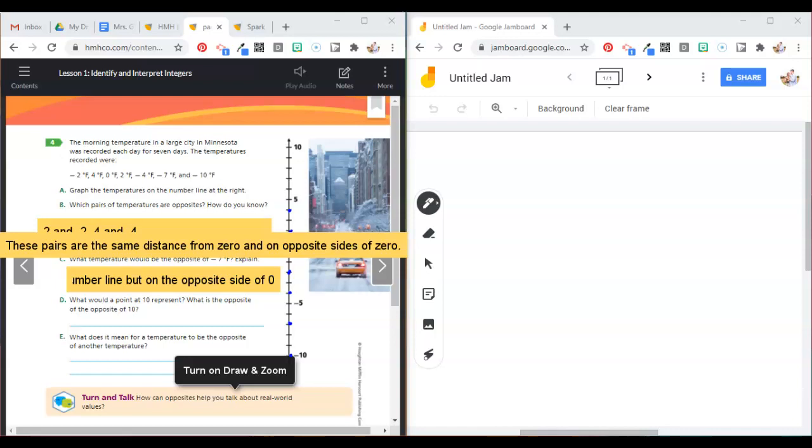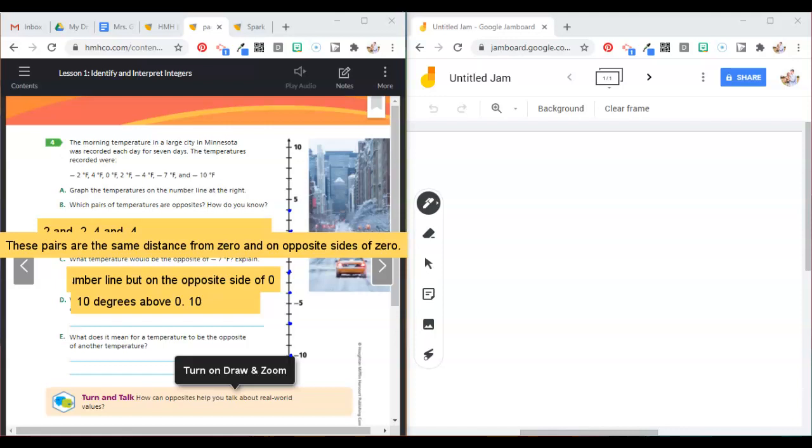Okay, let's look at letter D. What would a point at 10 represent? Now remember that we are dealing with temperature, so if we're at +10, that means that we're at 10 degrees Fahrenheit, which is 10 degrees above 0. So that's what we're going to write, 10 degrees above 0. And the other question was, what is the opposite of the opposite of 10? So remember, the opposite of 10 is -10, then if I have to do the opposite of that again, I'm back at 10. So the opposite of the opposite, you'll just get the original number.